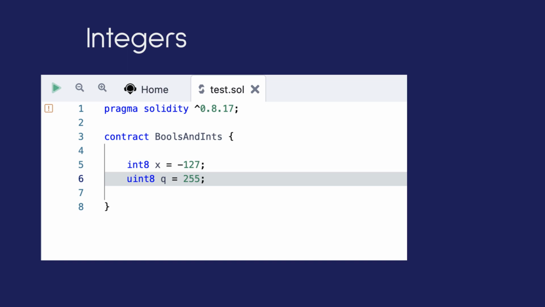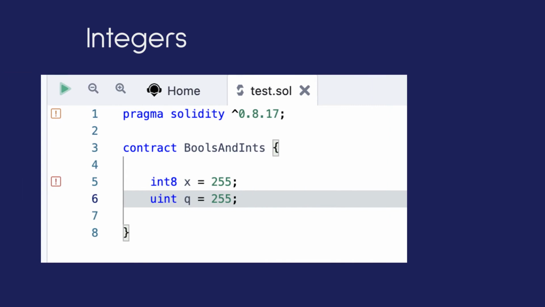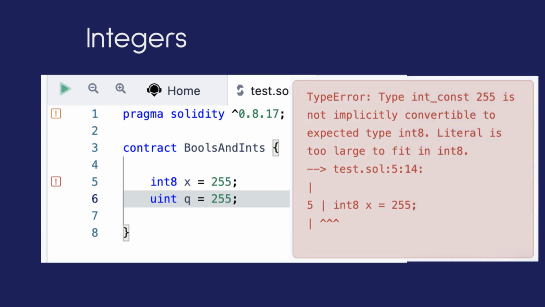In case you want to assign a larger number, you need to adjust the bit length accordingly. If you do not pay attention to this, the variable can overflow, or underflow, meaning it does not have the space to store the number, and an error will appear. Notice, we set the signed integer to 255. A value that is way too high. As you can see, we got an error.